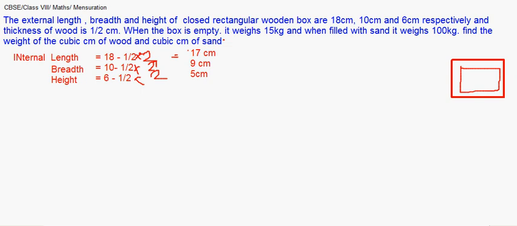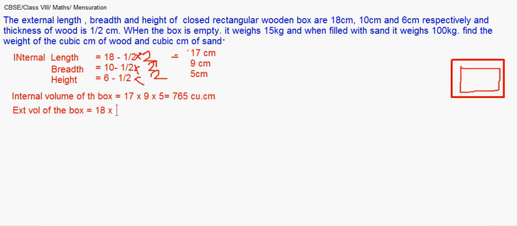So the internal volume of this box becomes, I'll just write down how we find it out. This is the internal volume of the box that is given by length, width and height, but the internal one, 17 multiplied by 9 multiplied by 5, this is giving us 765 cubic centimeter. We can also find the external volume. If you subtract the external volume minus the internal volume of the box, that will give us the volume of the wood that has been used. So external volume of the box will be with the given dimensions, that is 18 multiplied by 10 multiplied by 6. That I think is 1080, and this in cubic centimeter.